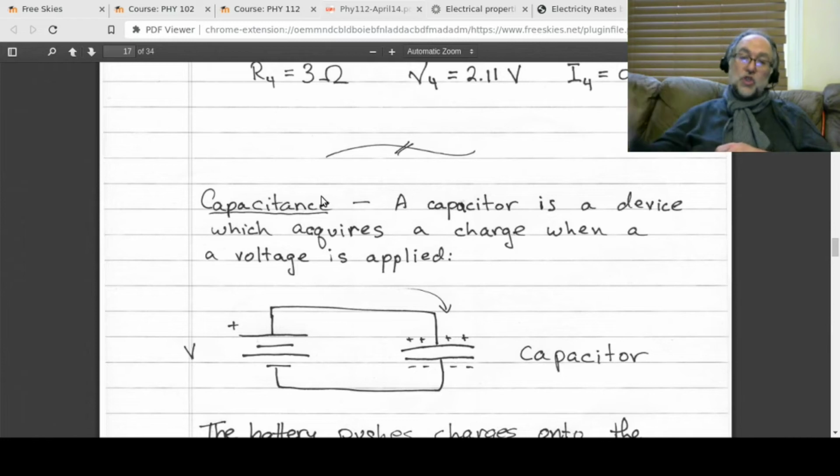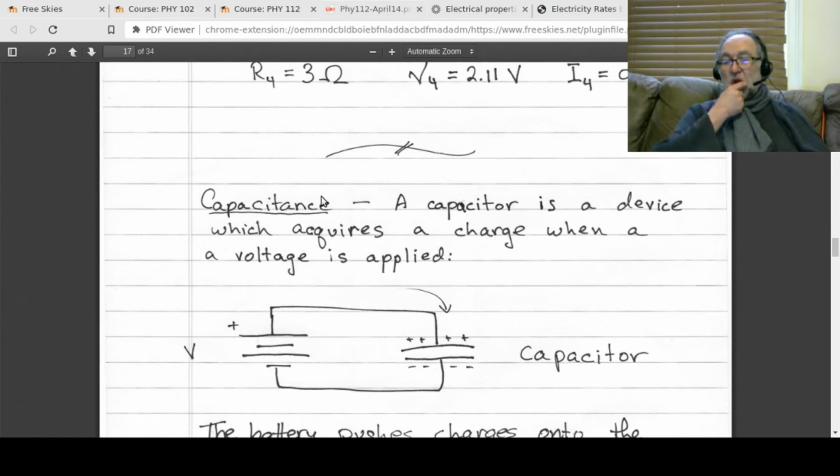Okay, that's kind of like the push behind the electrical current. The current is the flow. That's how much charge is flowing per time. The resistance is what limits that flow. And now we have another concept, another electronic property, and that's capacitance.